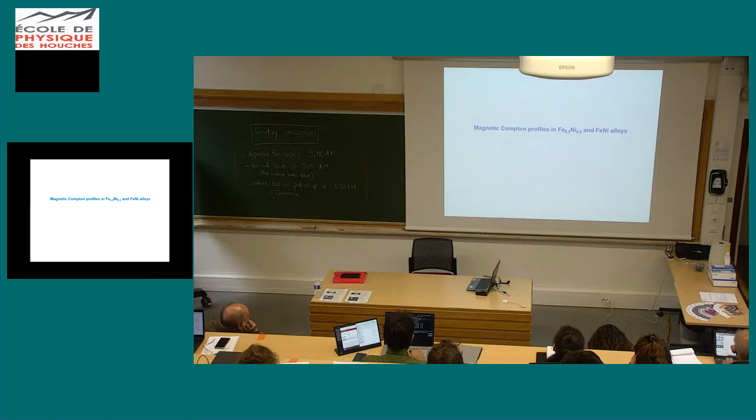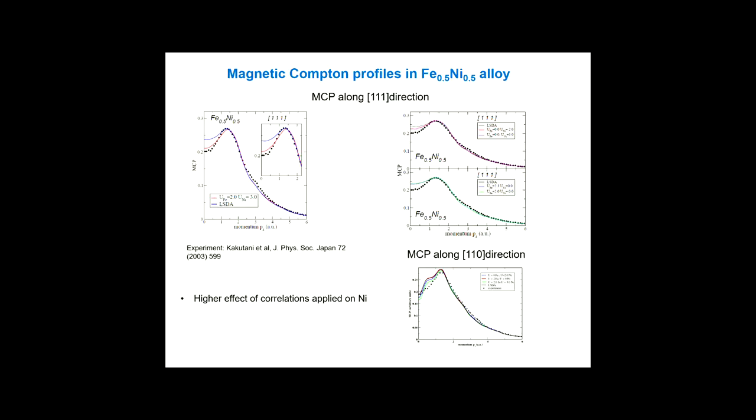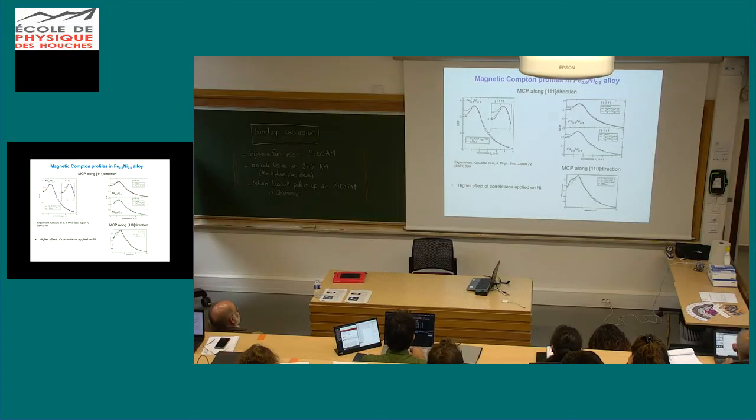Another subject I will discuss is the magnetic Compton profiles in some disordered and ordered iron nickel alloys. Here is the magnetic Compton profile along the 001 direction in this iron nickel disordered alloy. Here are also experimental data from Kakutani. And of course, we could reproduce quite well these magnetic Compton profiles by including the electron correlation on iron with Hubbard term 2.0 and on nickel with 3.